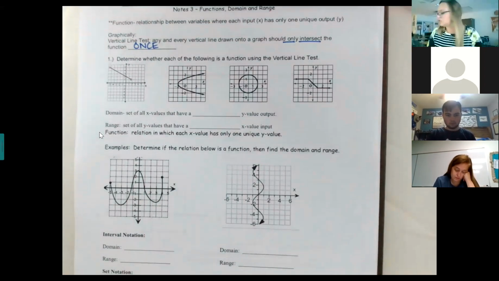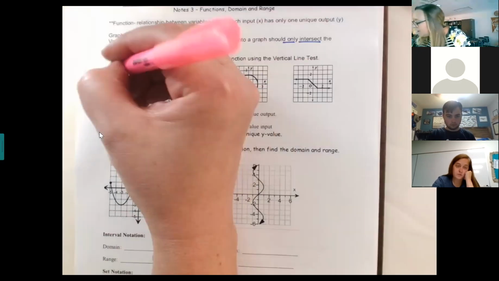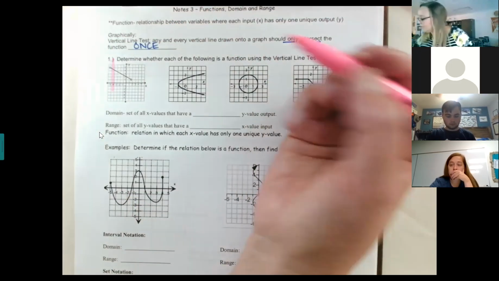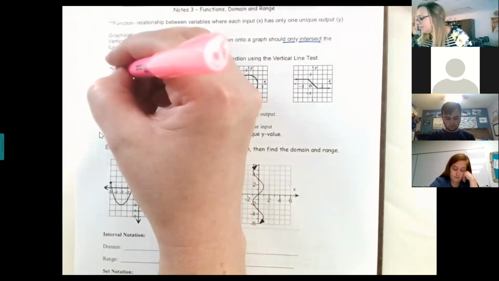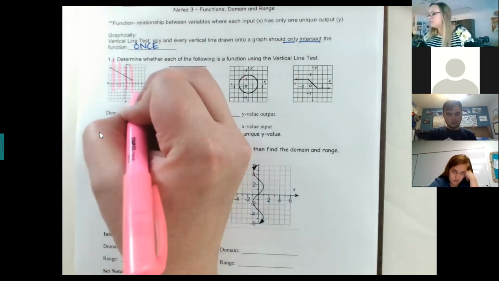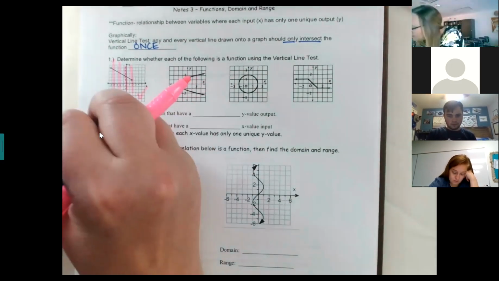So take a look at your first graph here. I'm going to draw my line in. It has to be a vertical line. If it touches more than once, it fails the test. So I draw it in. It only hit once, totally fine. Draw it in. Only once, only once, only once. This is a check, yes, that's a function.